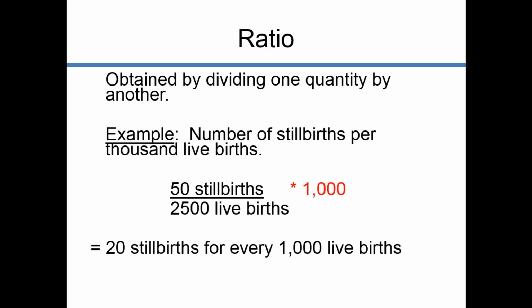Here's another example, obtained by dividing one quantity by another. So the number of stillbirths per 1,000 live births. So here we have 20 stillbirths for every 1,000 live births. Now, why did we multiply by 1,000?